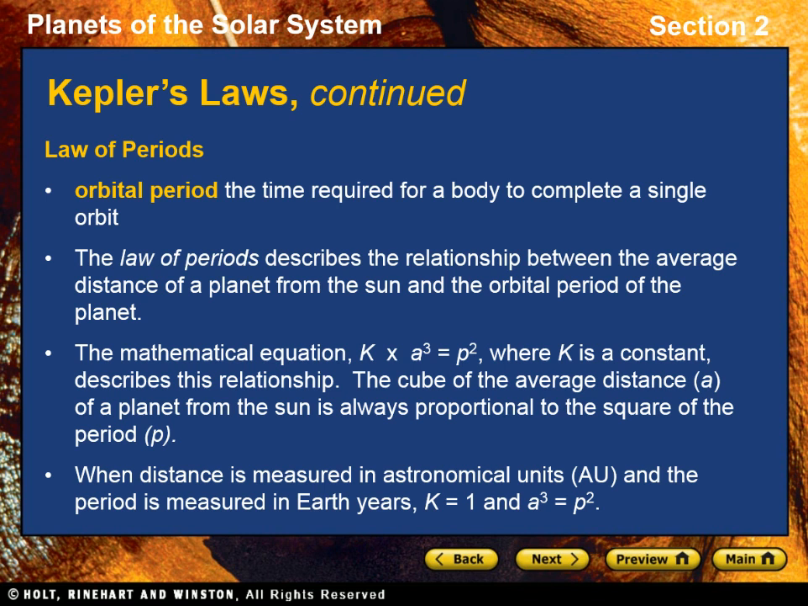Jupiter's orbital period is 11.9 Earth years. The square of 11.9 is 142. The cube root of 142 is 5.2. So, Jupiter is 5.2 AUs from the Sun.